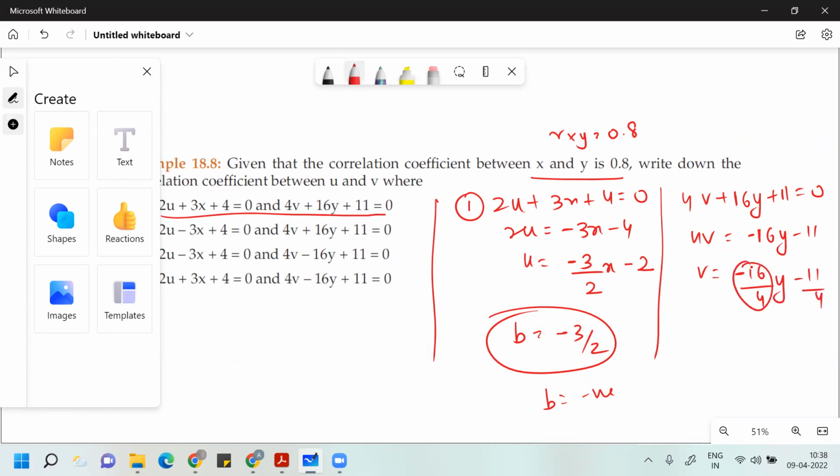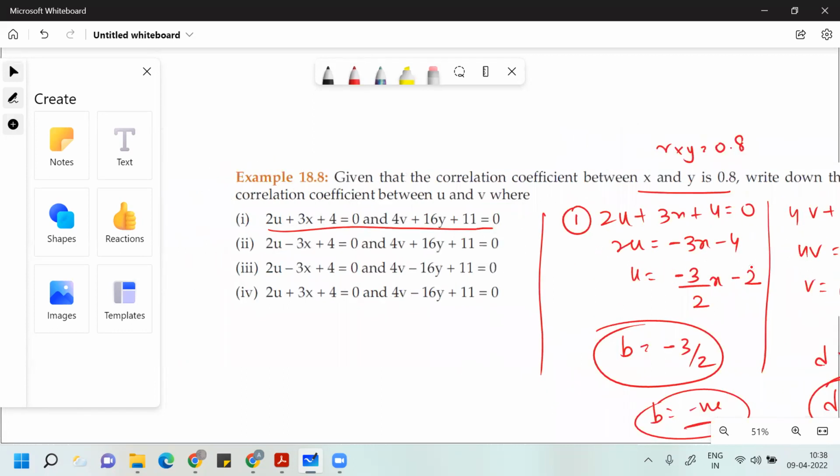So here, guys, what is the sign of D? The sign of D is like this, this is minus 4, right? So D is equal to negative. I just want the sign, guys. Both are the same sign, no? B and D are the same, so R of XY will be equal to R of UV. So here the value of R will be 0.8.